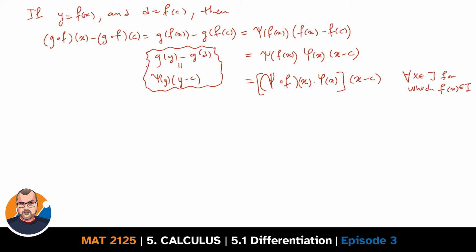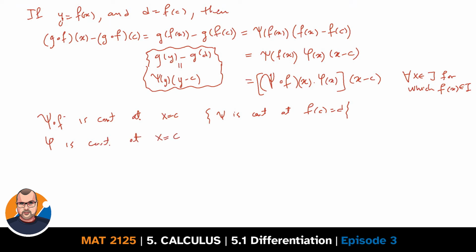As we saw in the previous slide, the function psi composed with f is continuous at x equals c, and we know that because psi is continuous at f at c, which was d. Similarly, we know that phi is continuous at x equals c by Carathéodory's theorem in the first place, and so the product of psi composed with f and phi is continuous at x equals c.